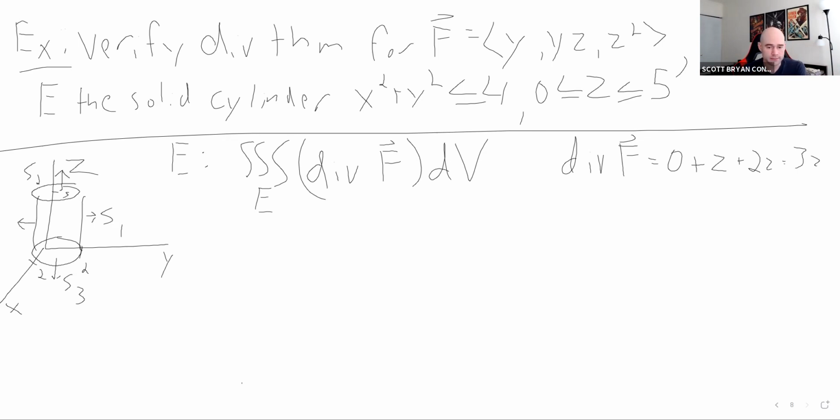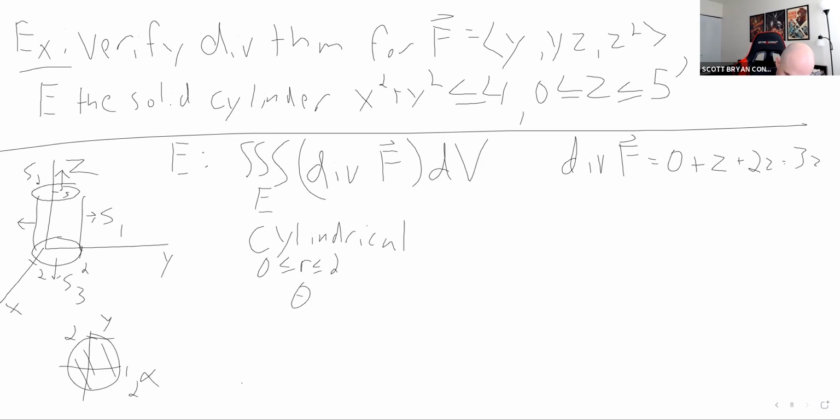Okay, we're integrating over the solid region E, so we have a triple integral. How do we want to do this? We could use cylindrical, spherical, or rectangular coordinates. Which is most appropriate here? Right, so let's use cylindrical, in particular about the z-axis. We need to find the bounds for E. Projecting down to the xy plane, we see r goes from 0 to 2, theta goes from 0 to 2 pi, and we're told z goes from z equals 0 up to z equals 5.